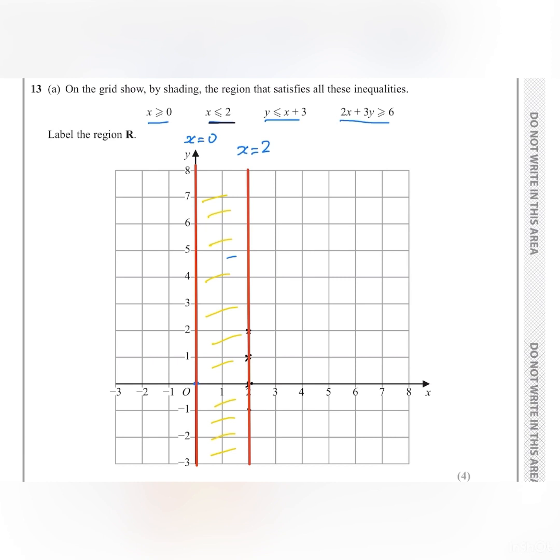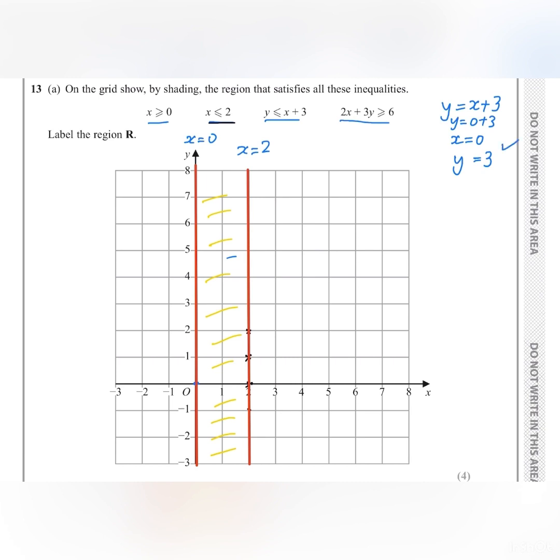Now moving on to the third line here, which is y is less than or equal to x plus 3. So again, you can have a table of values, or you can have a couple of coordinates that you can work out and plot that line. So if I write this down here, y equals x plus 3. Now I'm just going to work out 2 coordinates. When x equals 0, what is y equal? So y equals 0 plus 3. So y equals 3. So that's our one set of coordinates.